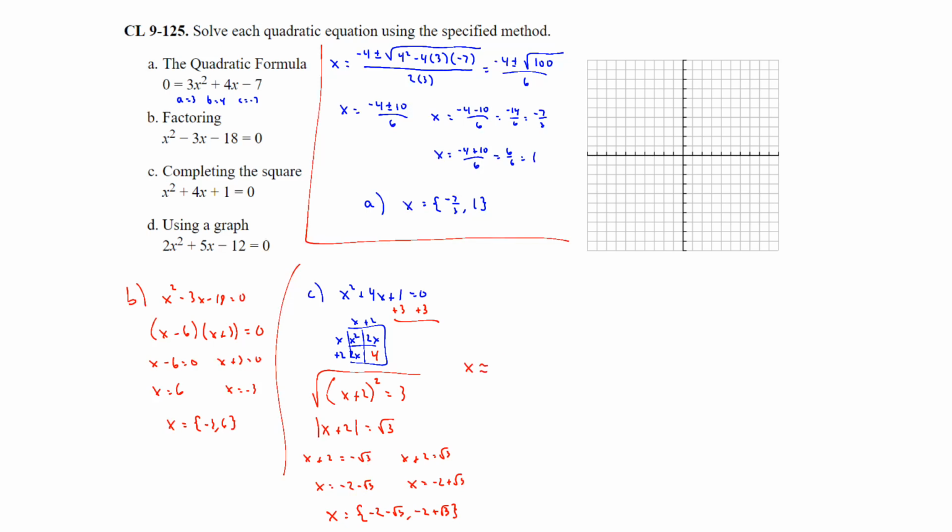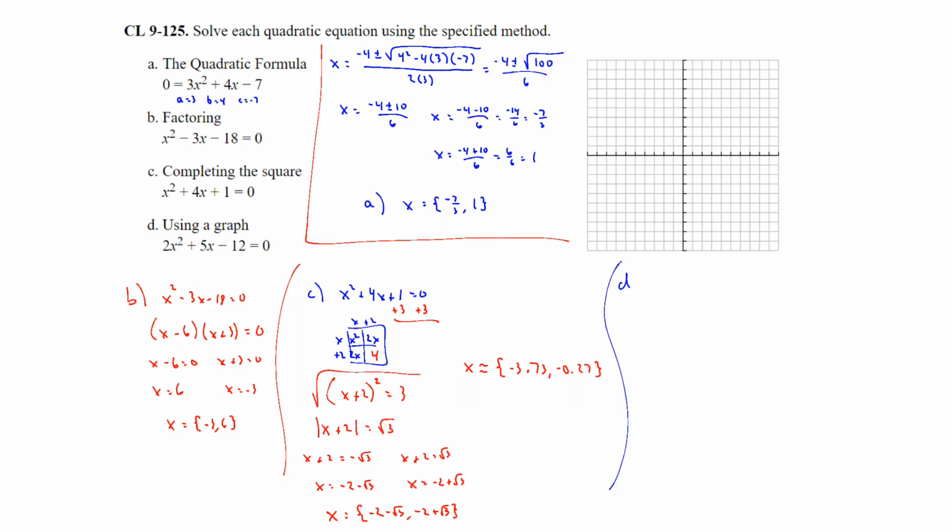So this would be negative 3.73. And then if you take negative 2 plus the square root of 3, you get negative 0.27. So those are your approximations.